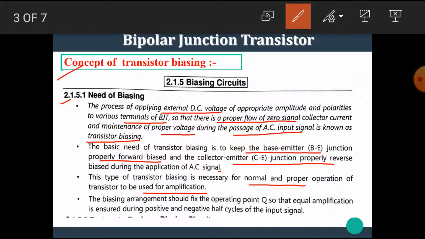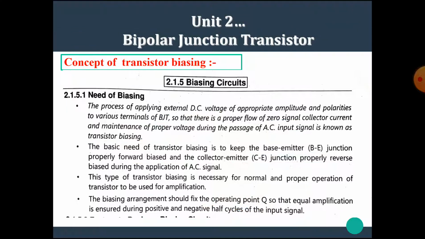The biasing arrangement should fix the operating point Q so that equal amplification is ensured during positive and negative half cycles of the input signal. Here the operating point Q means the quiescent point.